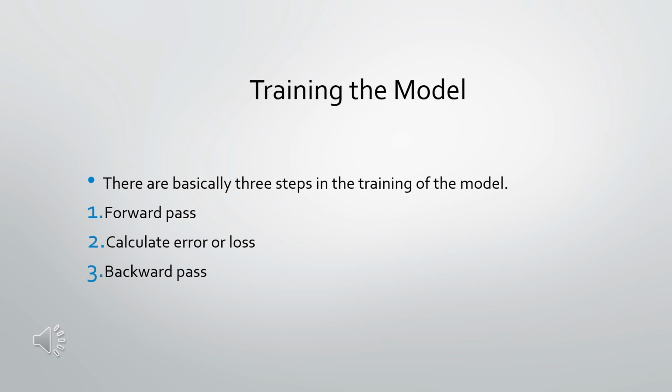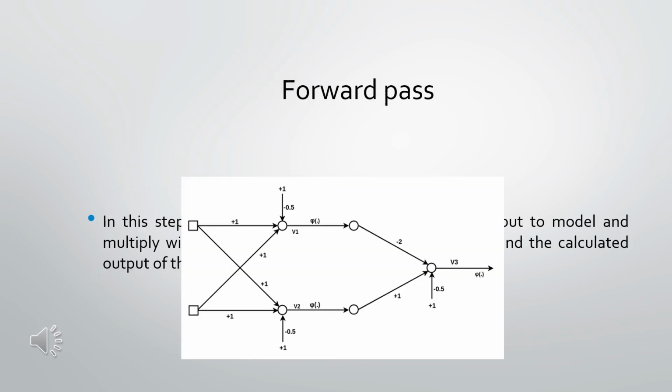Now we should look at how to train a model. Training the model is a very important part. There are basically three steps in training a model. The first one is a forward pass, the next one is to calculate the error or loss, and the next one is a backward pass. Forward pass. In this step of the training, we pass the input to the model, multiply with weights and add biases at every layer, and find the calculated output of the model, as you can see in the graph on the slide.